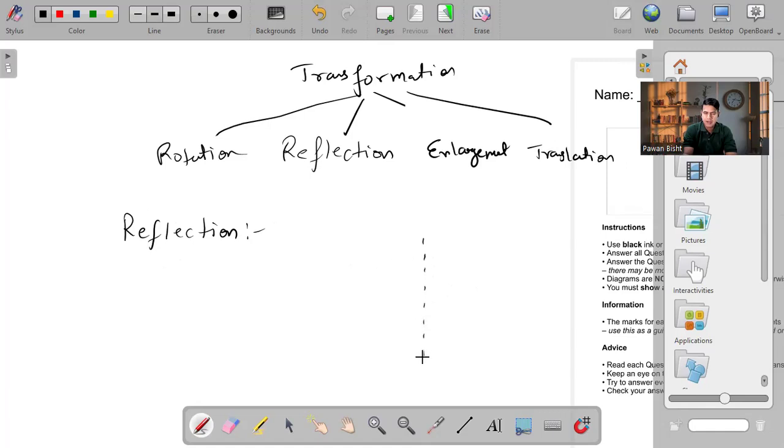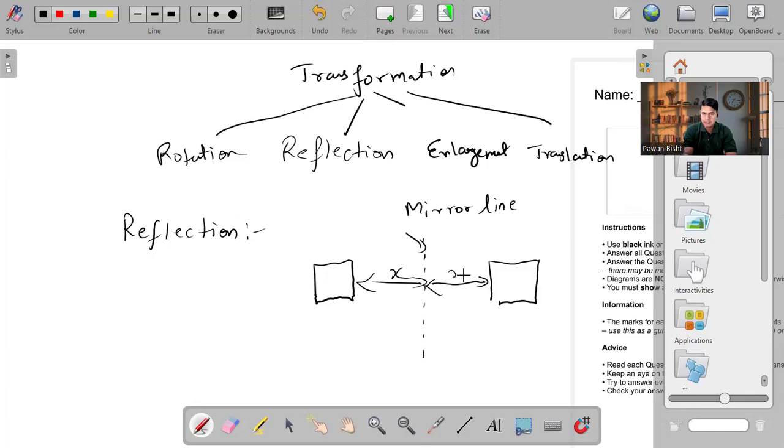There will be a mirror line here, the mirror line along which the reflection happens, right? For example, if this is a figure in front of the mirror, the same figure will form on the opposite side of the mirror and at the same distance. If this is at x distance, this will also be at x distance. So the line which is in between is called the mirror line. Okay, so let's just start with the question.